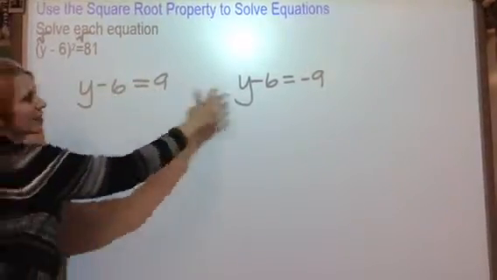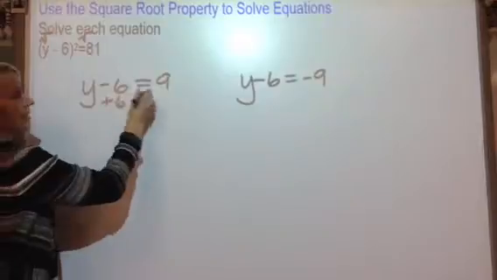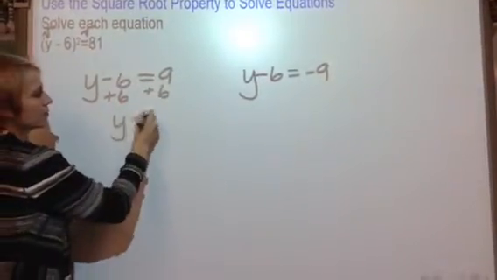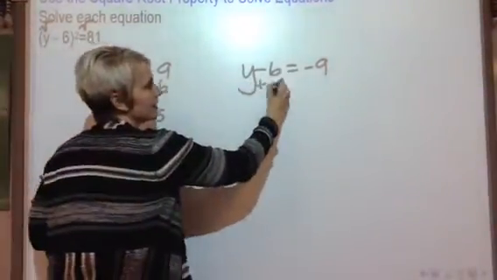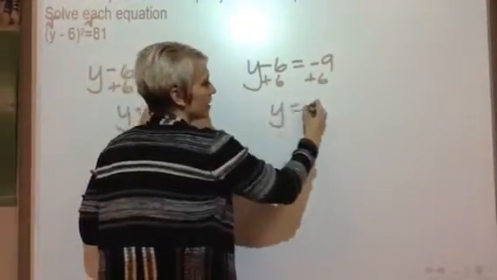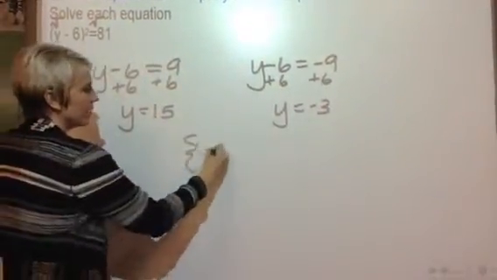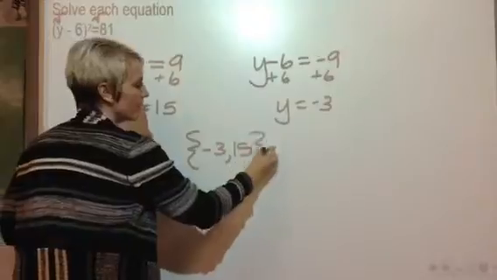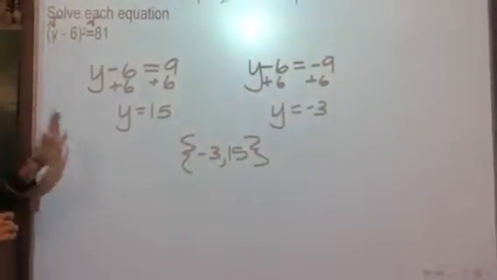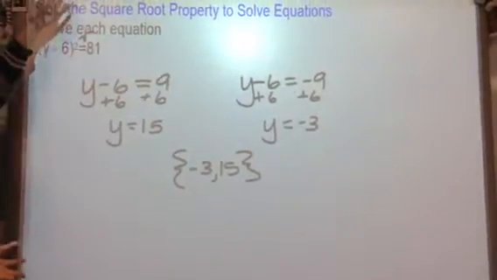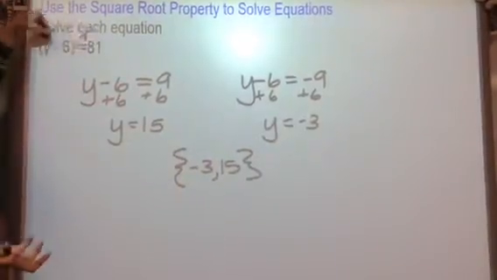So I have two separate equations to solve now. I add 6 here, and I get y equals 15. I add 6 here, and I get y equals negative 3. So negative 3 and 15 are my solutions. And that was a little bit easier than having to factor anything. You just use the square root property to solve both sides.